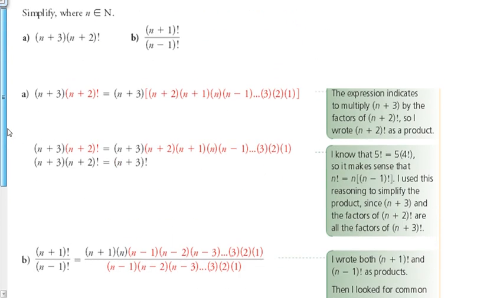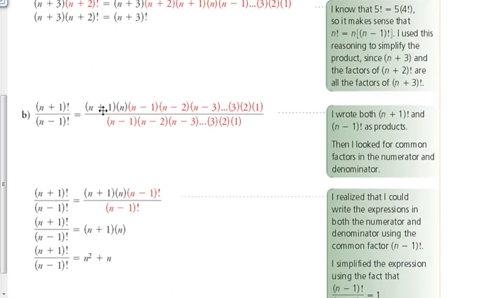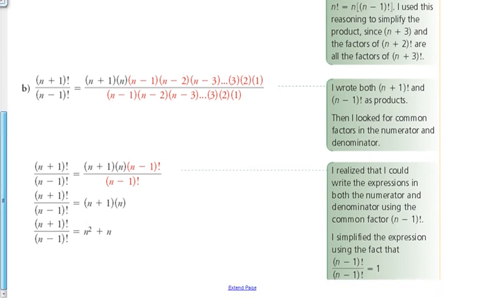In B, n plus 1 factorial divided by n minus 1 factorial. She wrote out all of her factors, so n plus 1 times n times n minus 1 times n minus 2 times n minus 3, all the way down to 1. And she did the same for n minus 1: n minus 1, n minus 2, n minus 3, all the way down to 1. Then she looked for common factors in the numerator and the denominator, and she found them. Her common factors start at n minus 1, so all of these can be written as n minus 1 factorial.